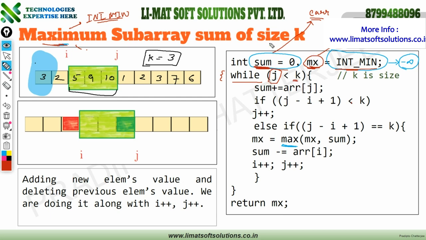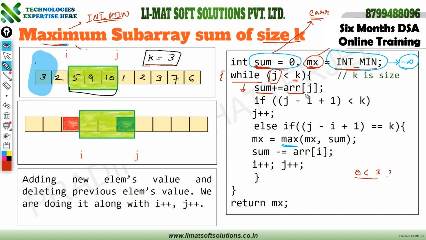What is k? K is the size of the window. What is given to us? The size is 3. And what is the value of j? The value of j is 0. So is this condition true? 0 is less than 3. This condition is true. So when this condition is true, I will go inside this loop and I will increment the value of sum with array of j.